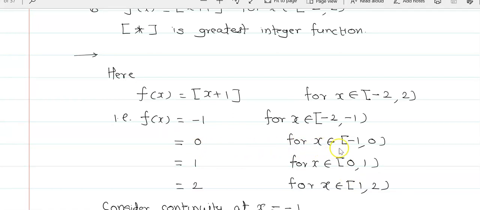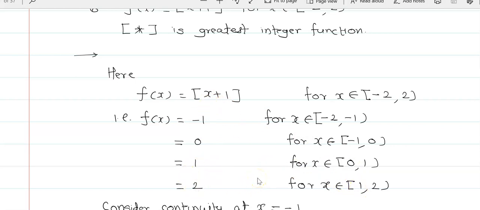f(x) equals 0 for x in the closed interval starting at -1, where -1 is included there. Therefore here you will get the value 0. Put x equals 0 here, then you will get 1. Put x equals 1, you will get 2.